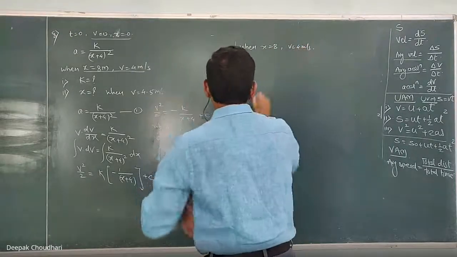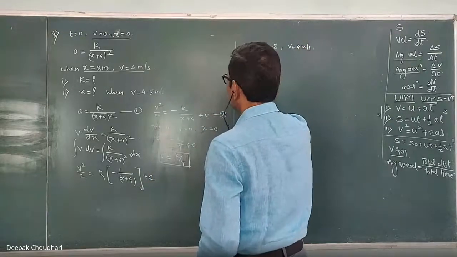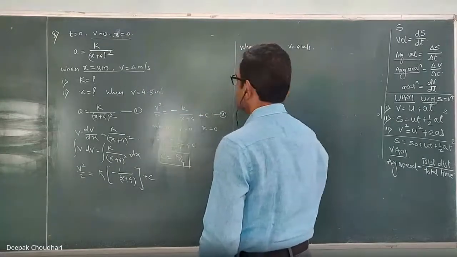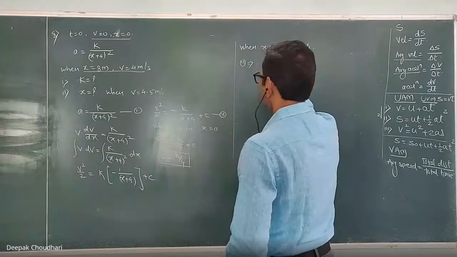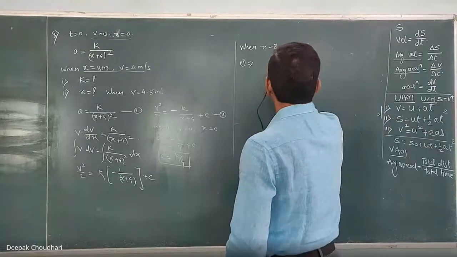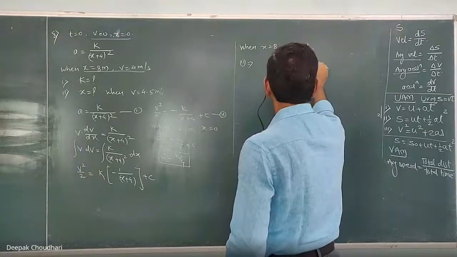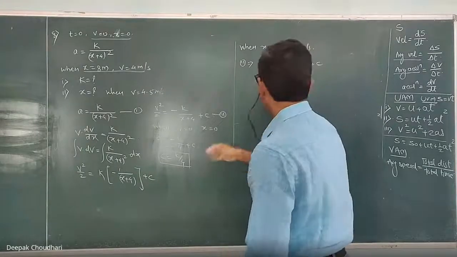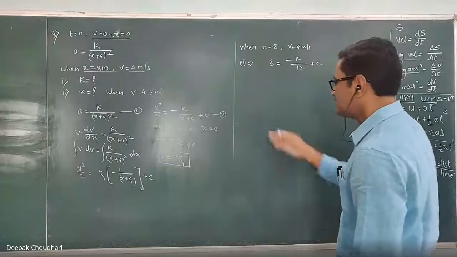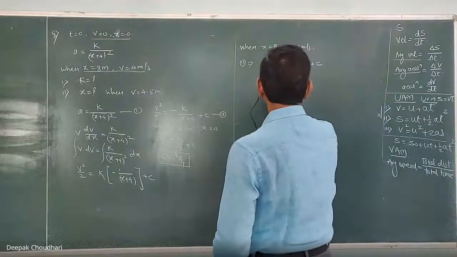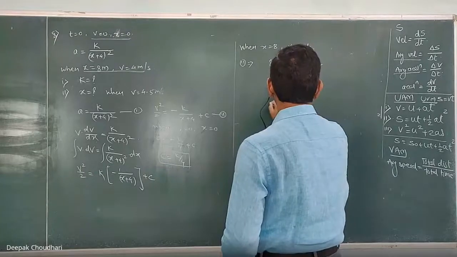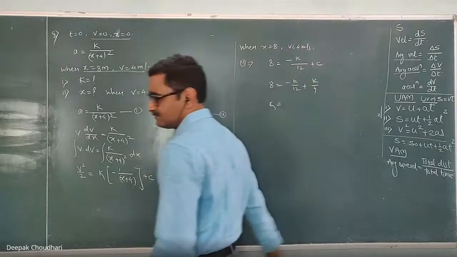Let's substitute in this equation number 2. So equation number 2 can be written as 4 square upon 2, that is 8, equal to minus k upon x plus 4, that is 12, plus c. So from here you get one equation. Solve these two equations. Substitute c equal to k by 4. So 8 equal to minus k upon 12 plus k upon 4. From here you will get k.